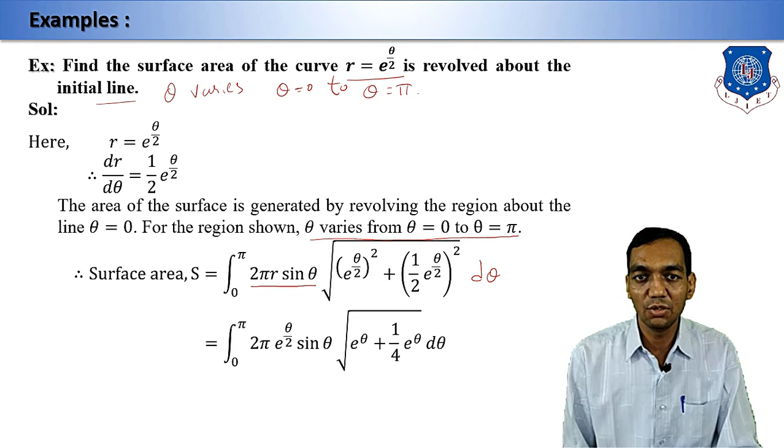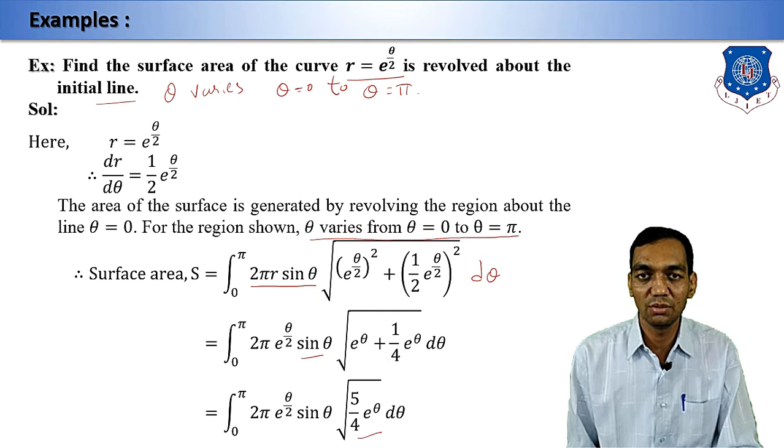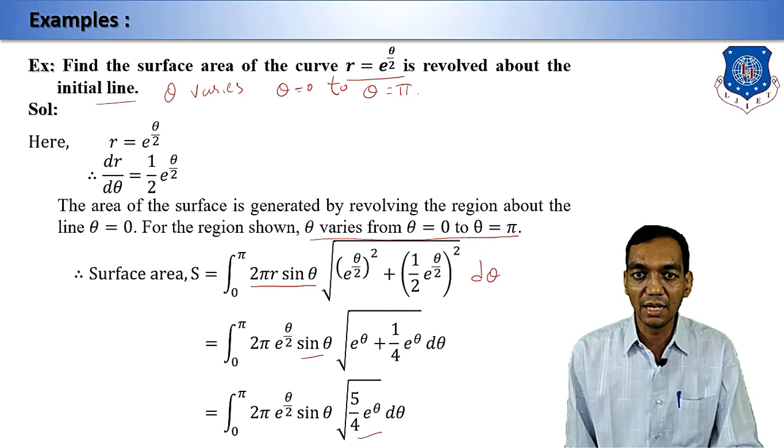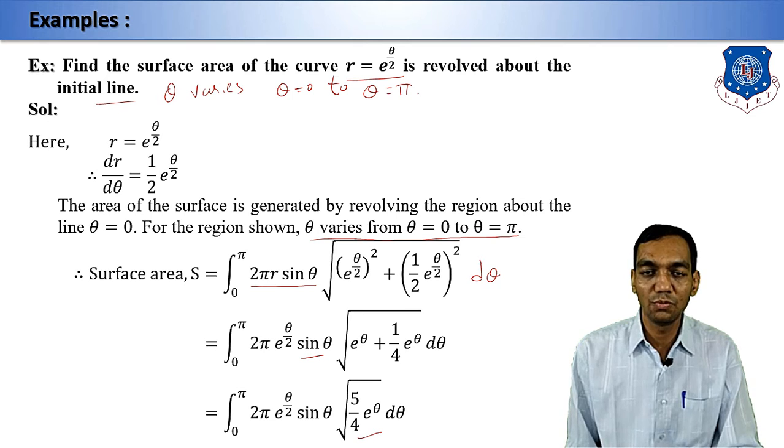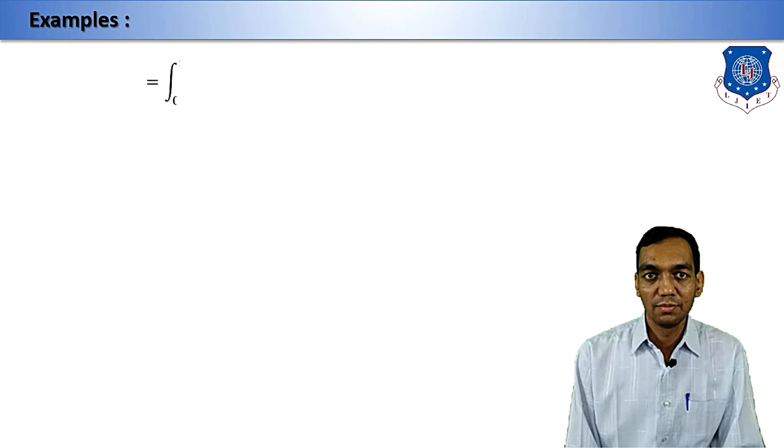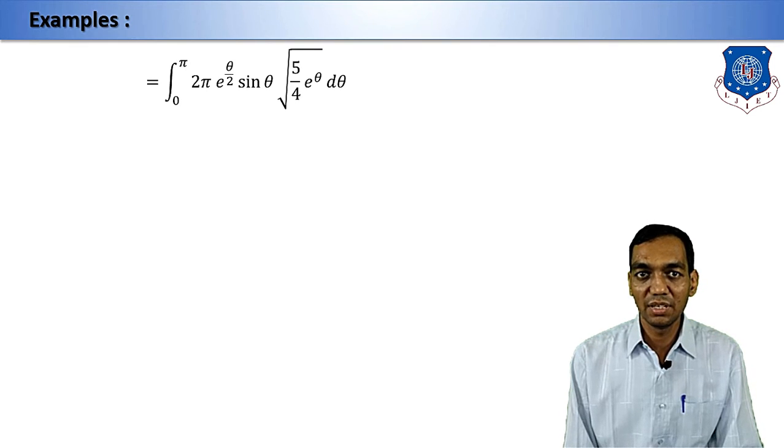So you will have 0 to pi, 2 pi into e raised to theta by 2 sine theta into under root of e raised to theta plus 1 by 4 e raised to theta d theta. So this will be 5 by 4 e raised to theta, and all the remaining terms 2 pi e raised to theta by 2 into sine theta remain as they are. Now root of 5 by 4 will be root 5 by 2. So here we are writing the same term again, integration 0 to pi 2 pi e raised to theta by 2 sine theta under root of 5 by 4 e raised to theta d theta, for our understanding.